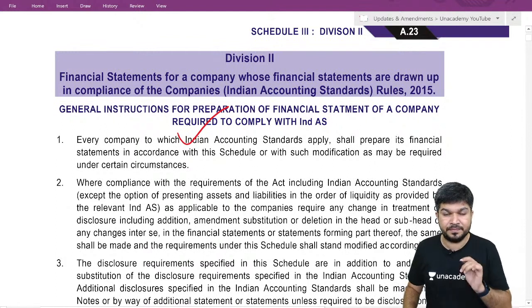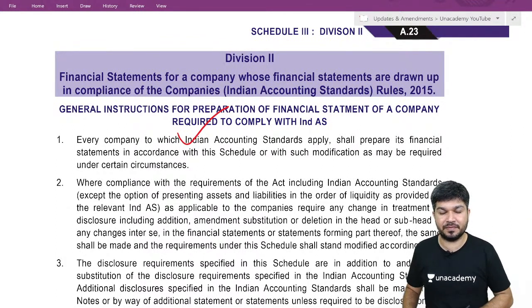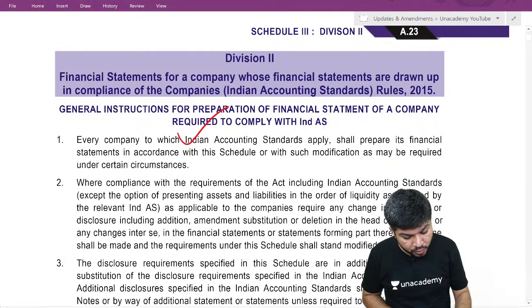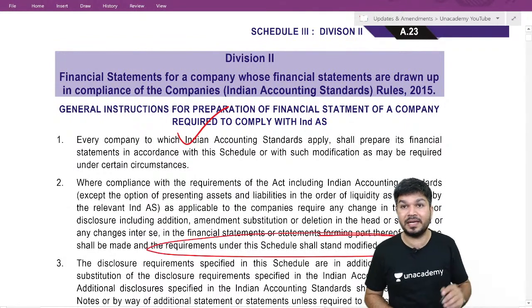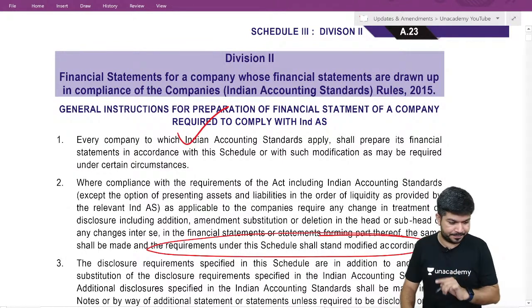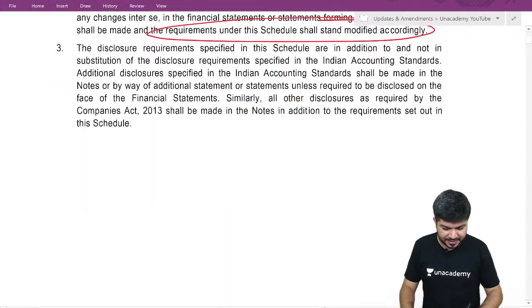Now, if there's a conflict between Schedule 3 and Ind AS, Ind AS prevails. The requirement of this schedule stands modified. So Ind AS will prevail if there's a conflict between Ind AS and Schedule 3. Okay, next.